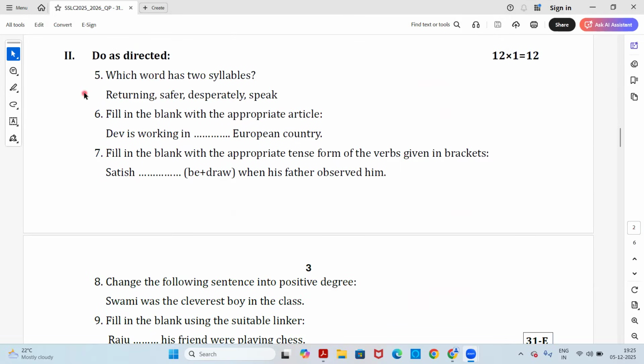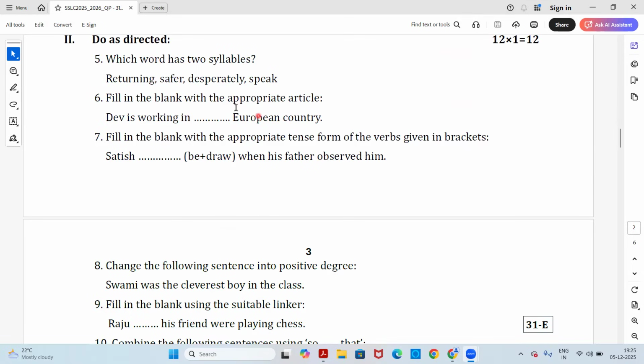Moving to the next one, we have do as directed. Again, this is a grammar question. This is for 12 marks. This is a very big section which can earn you 12 marks if you are very attentive and careful in reading and understanding the question. Each question carries 1 mark. Again, a tip for this section is to read the question very carefully, understand, and then attempt it.